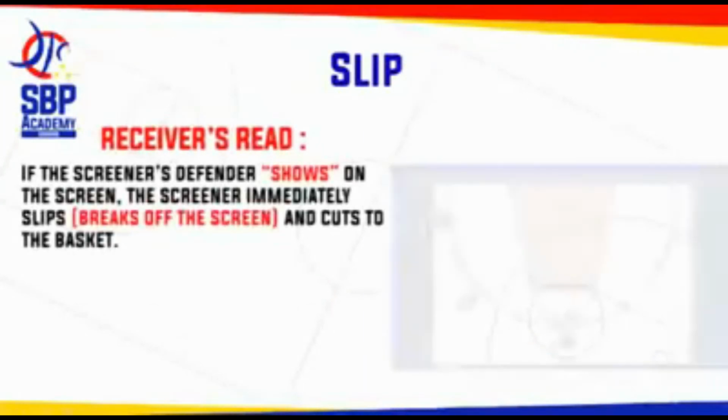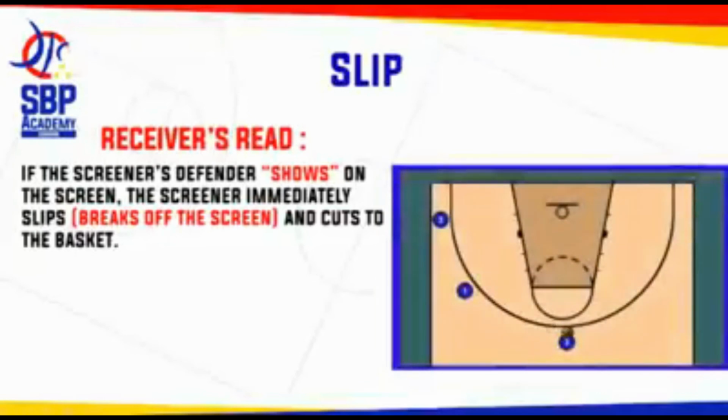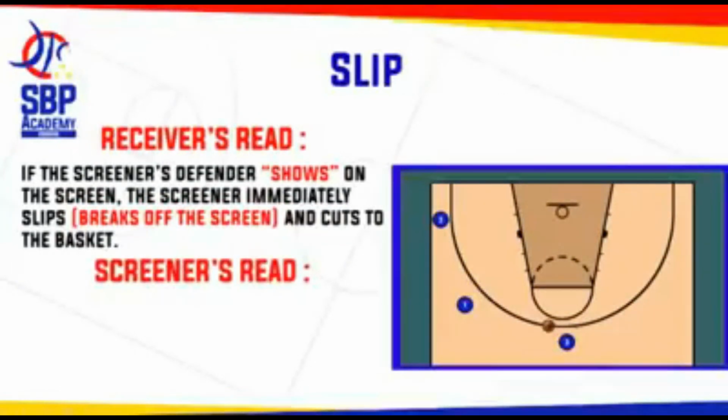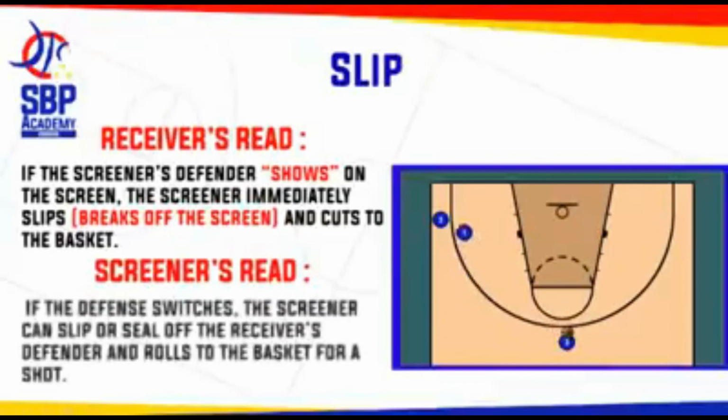Slip. Receiver's read. If the screener's defender shows on the screen, the screener immediately slips and cuts to the basket. Screener's read. If the defense switches, the screener can slip or seal off the receiver's defender and roll to the basket for a shot.